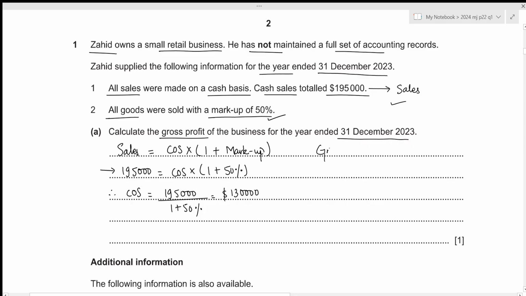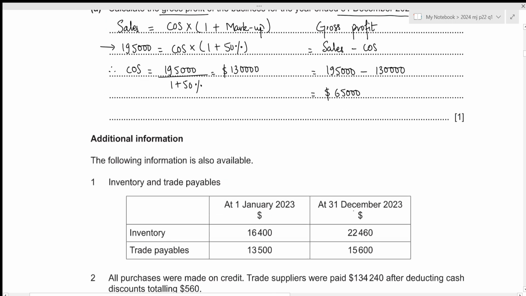But we need to calculate the gross profit. And the formula for gross profit is sales minus cost of sales. So we already have the sales of 195,000. We just calculated our cost of sales to be 130,000. This results in the gross profit to have the value of 65,000. That is all for the first part. Let's move to the additional information.